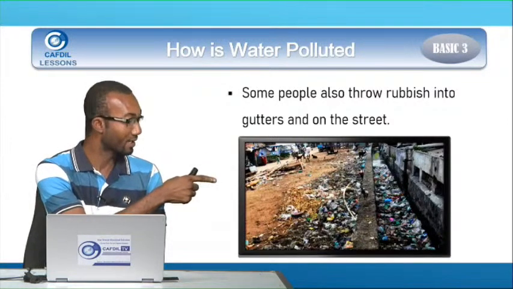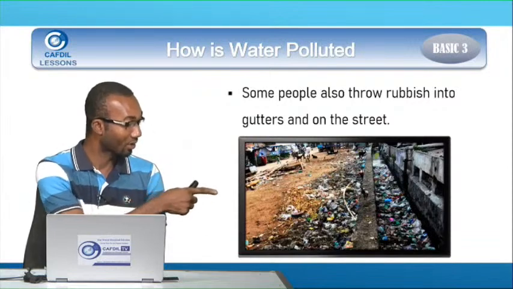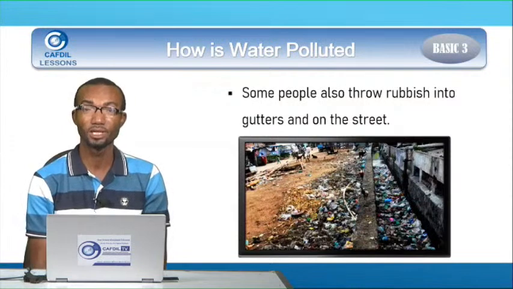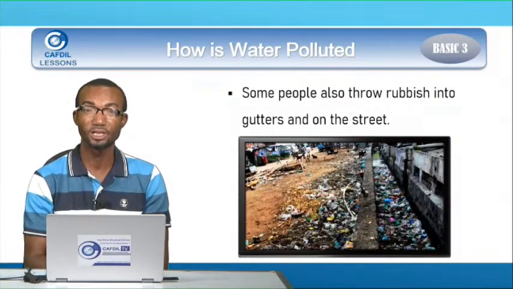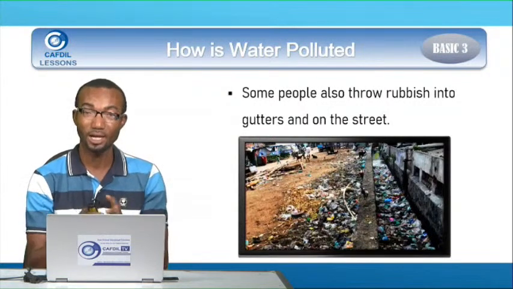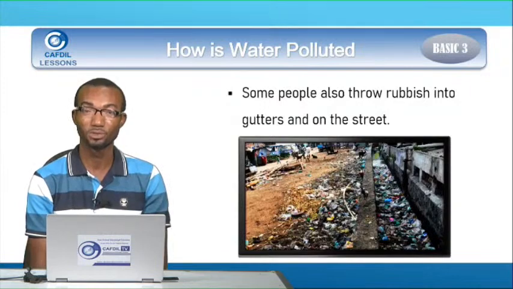When it rains right now, the rainwater will carry all this rubbish inside the gutter into water bodies. And it's the same water body that you get your drinking water from. So you see that you will fall sick after drinking that water. And this is how the water gets polluted.